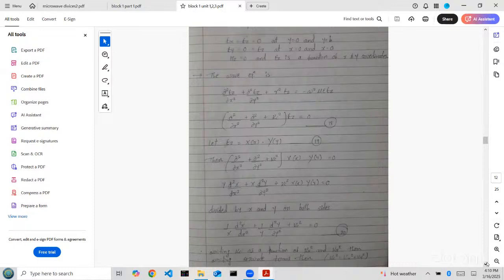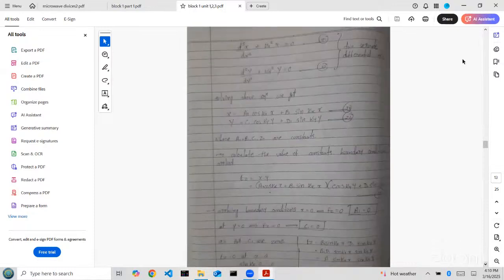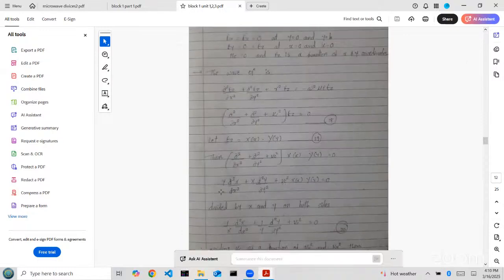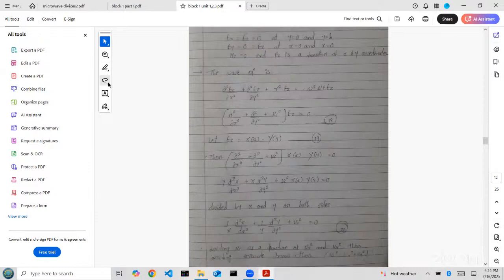And divide this equation on both sides by x and y. How to divide? Suppose here I have y divided by xy: y is cancelled, so we get the x term. After division, we will get the y term. Next, the denominator divided by x and y, these two cancel and we get only kc square. Yes, that is written here.